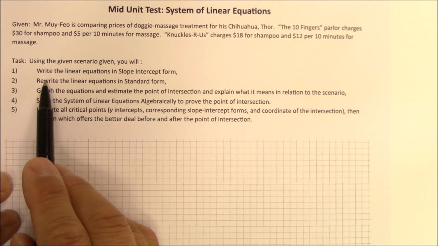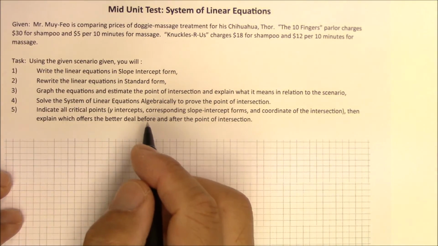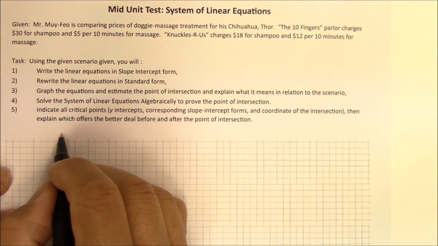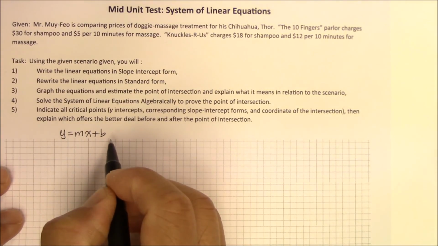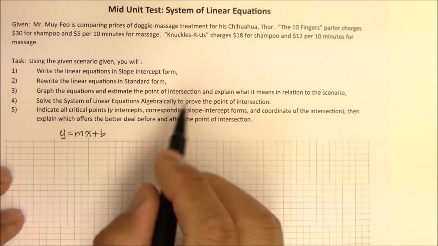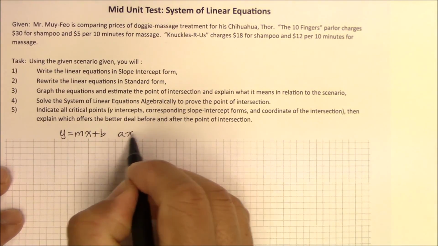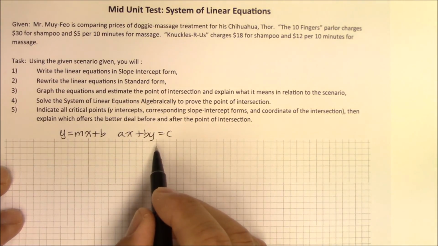So first thing we're going to do is write the linear equation. Using the slope-intercept form that we're familiar with, which is y is equal to mx plus b. Later, because number 2 says write in standard form as well, which is ax plus by is equal to c. It's a whole lot of mathematics on this one problem.